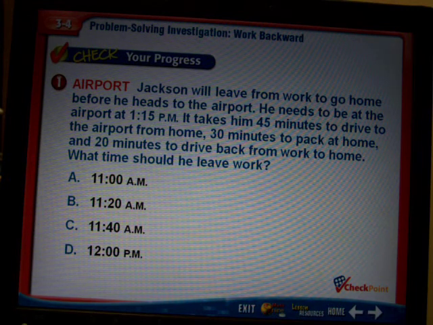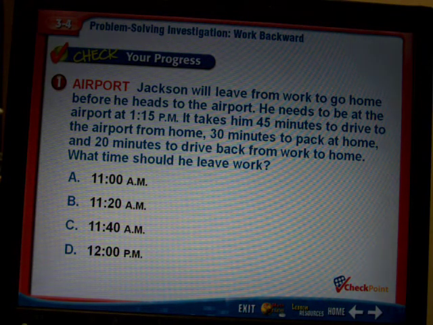Now, Jackson's going to leave from work to go home before he heads to the airport. He needs to be at the airport at 1:15. It takes him 45 minutes to drive to the airport from home, 30 minutes to pack at home, and 20 minutes to drive back from work to home. What time should he leave work? Is it A, 11 a.m., B, 11:20, C, 11:40, or D, 12 o'clock?